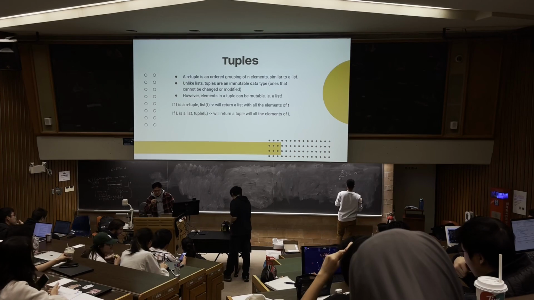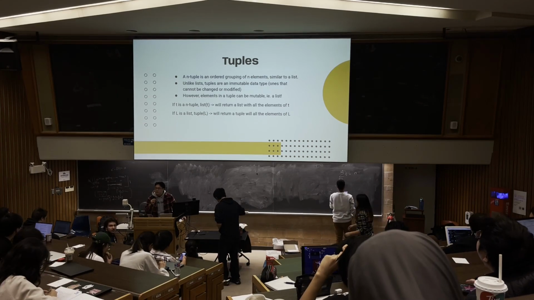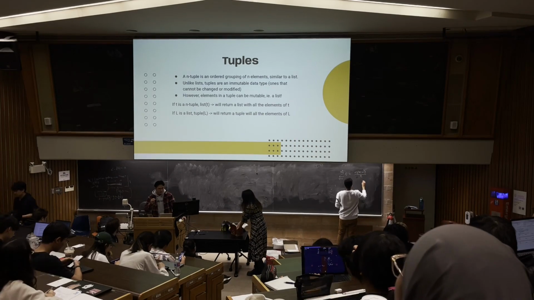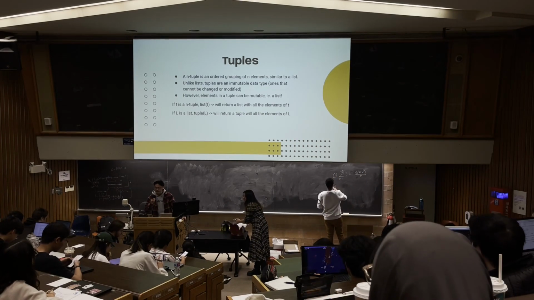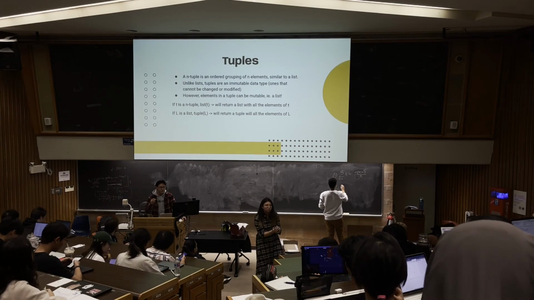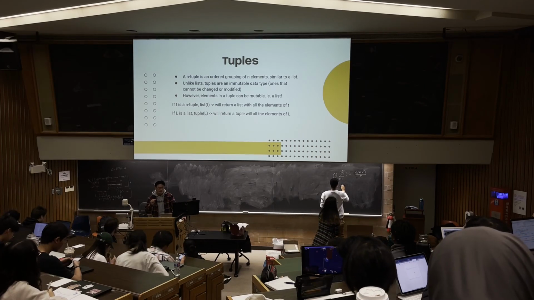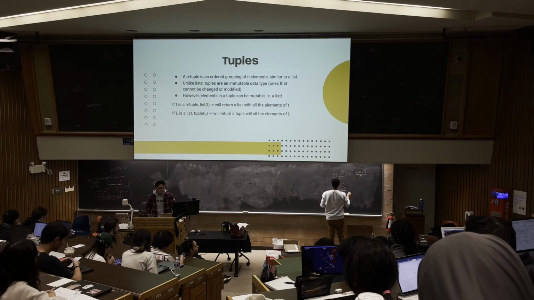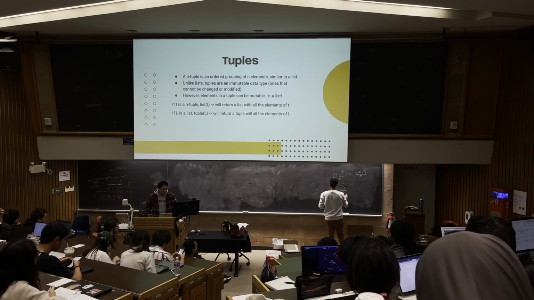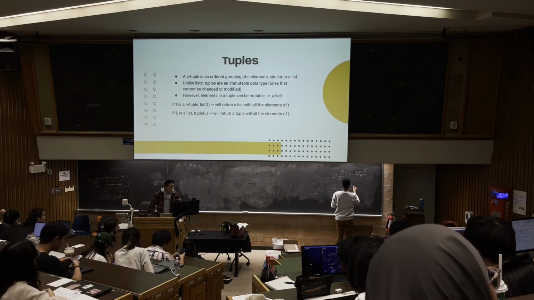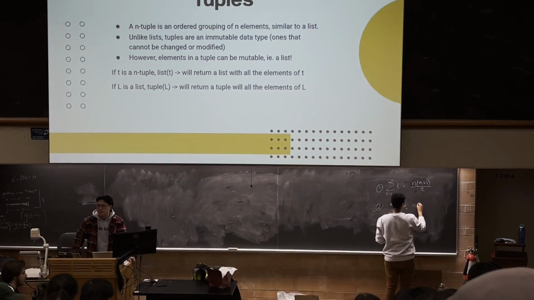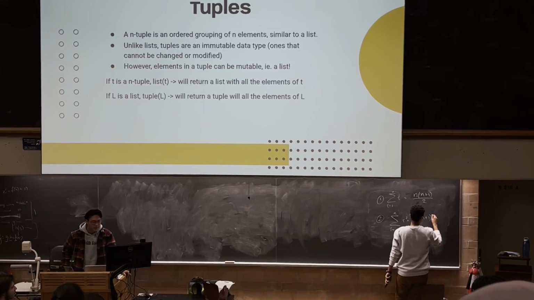So this part, can you guys hear me at the back? Okay. So this part I don't think should take too long. I assume by this time of the course, you guys will already have a good understanding of tuples and dictionaries. But we'll do a quick review in case some people do not. So a tuple is an ordered grouping of n elements. It's similar to a list. It's kind of like a collection.